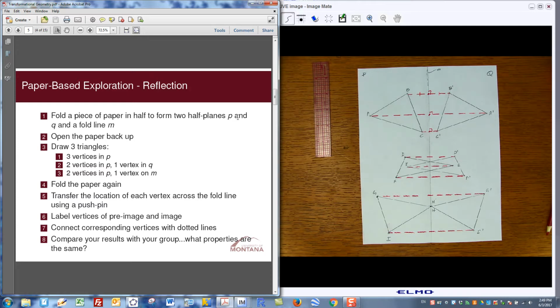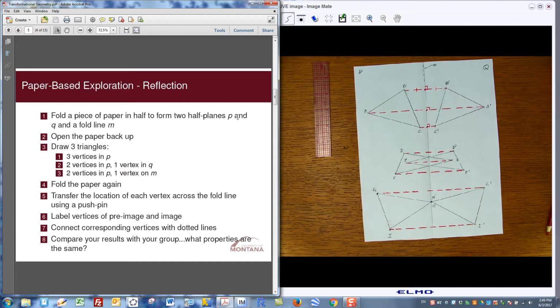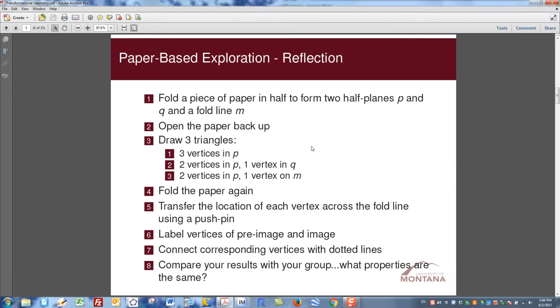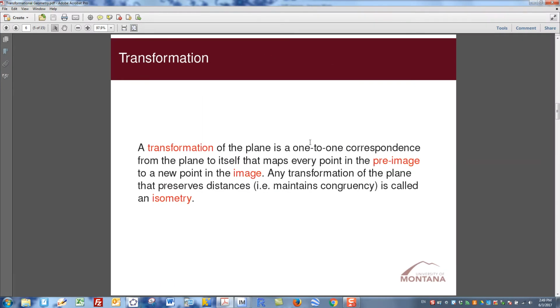We start out with this nice pen and paper activity. I'll scan that and make sure it's available to you on the website. But let's go ahead and get down to it.